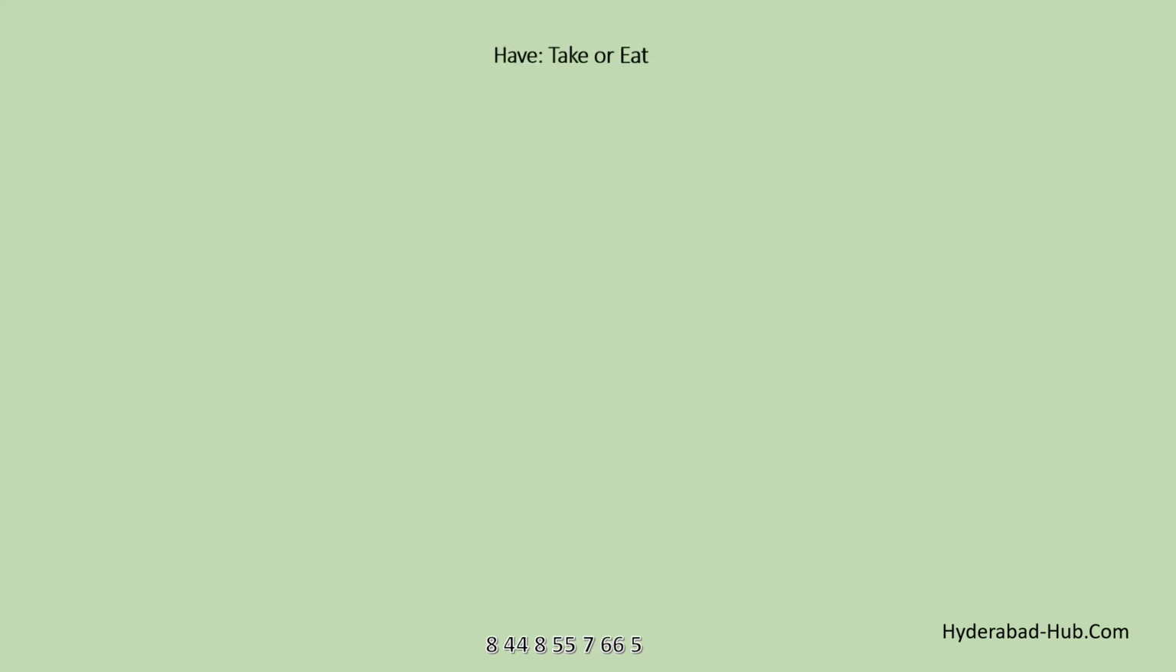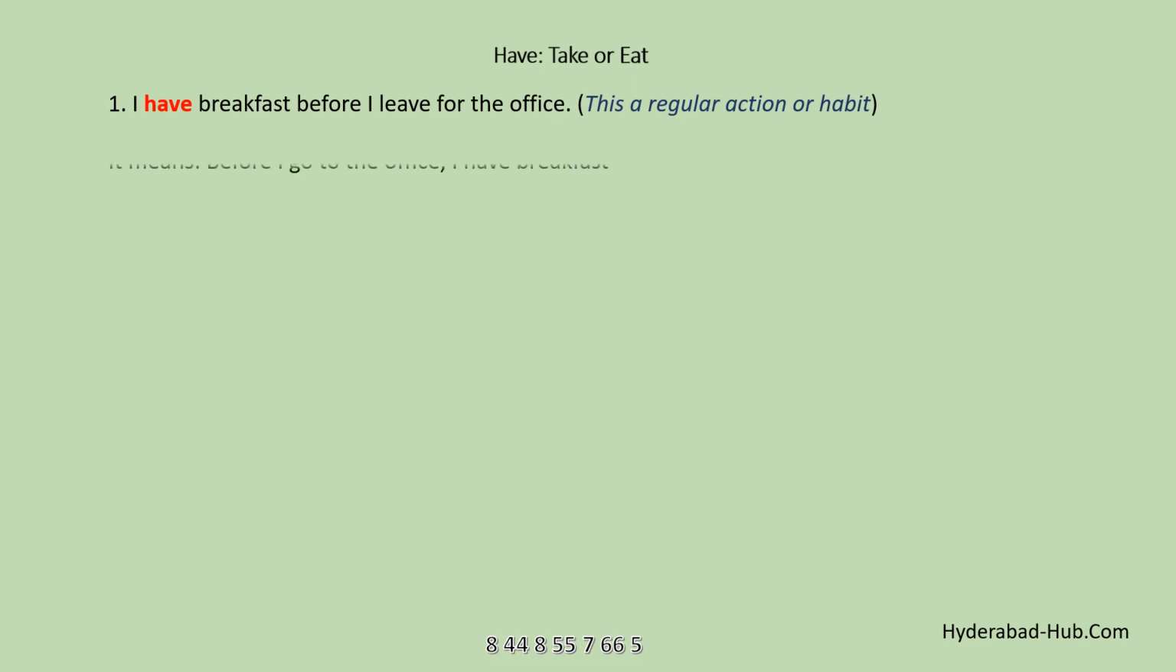You could use have to mean to take or to eat. I have breakfast before I leave for the office. It means that before I go to the office, I have breakfast or I eat breakfast. Look at this example. I had breakfast at 9 this morning. This means I took breakfast or I ate breakfast at 9.